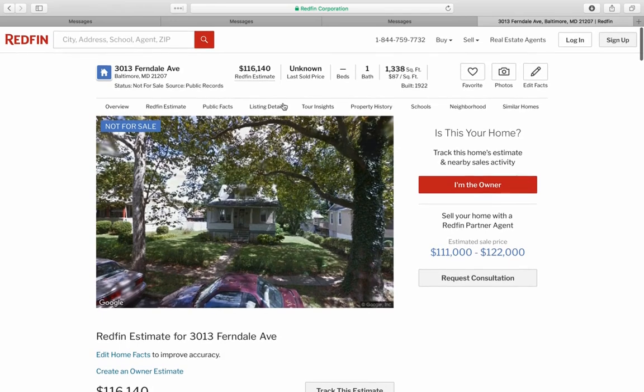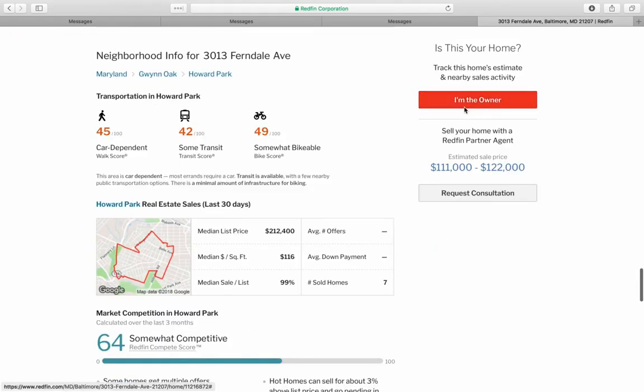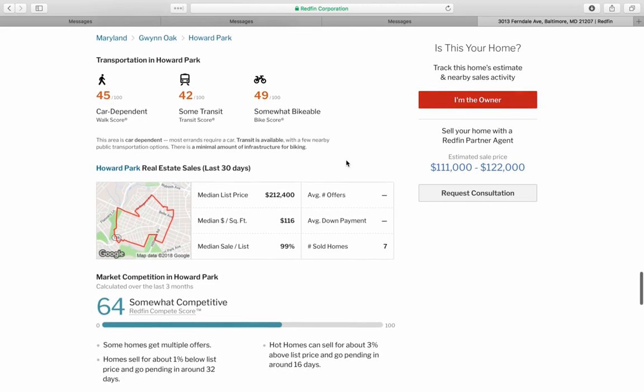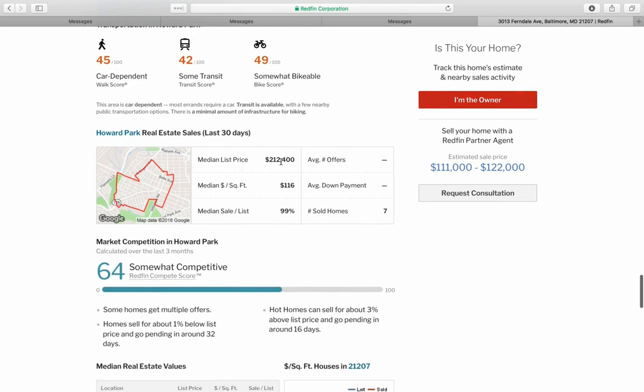The part where I like to go through is the property history and neighborhood. Let's take a look at the neighborhood. When we look at the neighborhood, it says median list price 212. Now, I don't know if you remember what we came up to be the comp on when we used the MLS, but it was 210 to 213. So that's pretty accurate. Now, I don't know it's always accurate like this, but in this particular situation, it's very accurate.